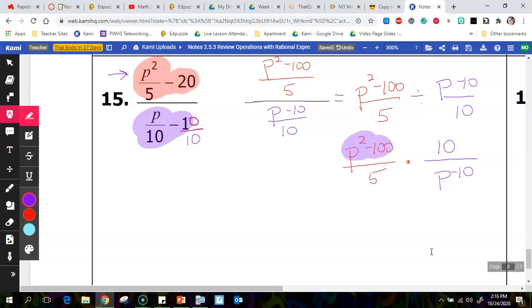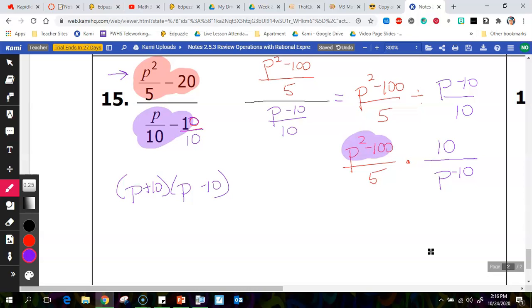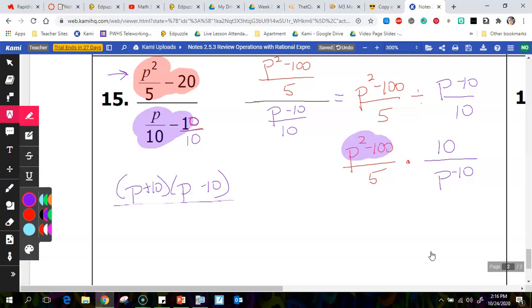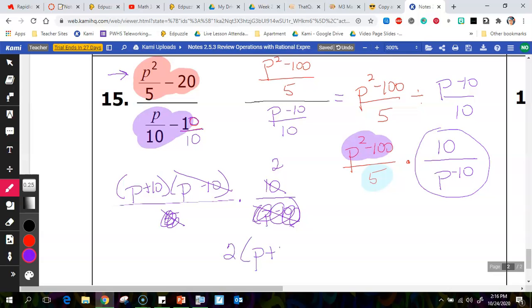This part right here is a difference of 2 squares. Nothing else can be factored. So I'm going to rewrite the purple as P plus 10, P minus 10. This part right here just gets rewritten. And this whole thing just gets rewritten also. Now I can cancel stuff. I can cancel the P minus 10. I can do the 5 and the 10. That's going to be a 2 right there. So everything in the denominator got canceled. So my answer is going to be 2 times P plus 10.